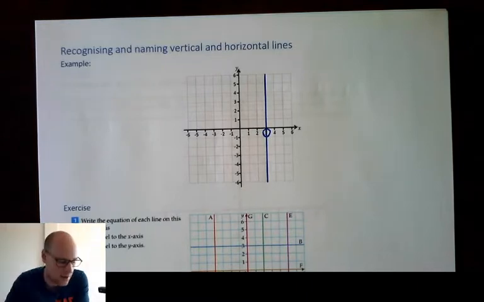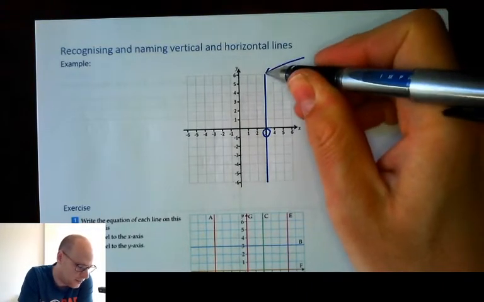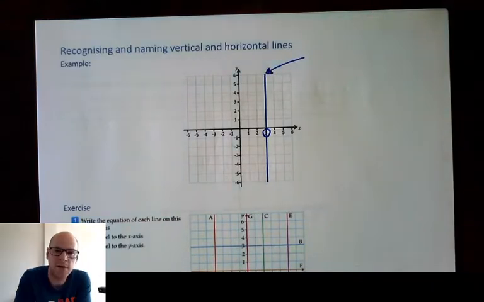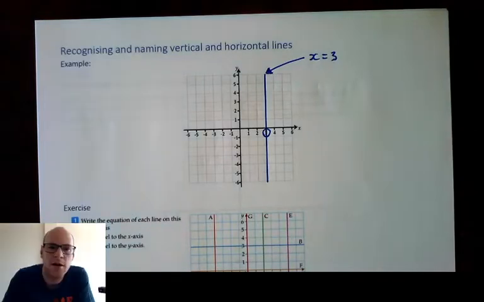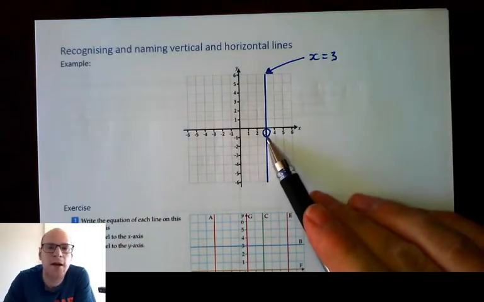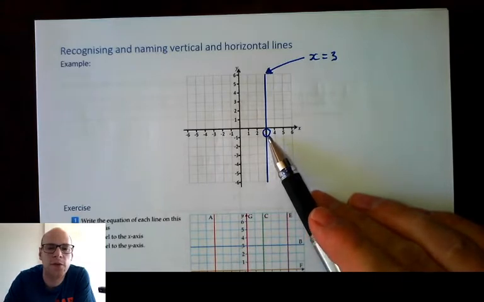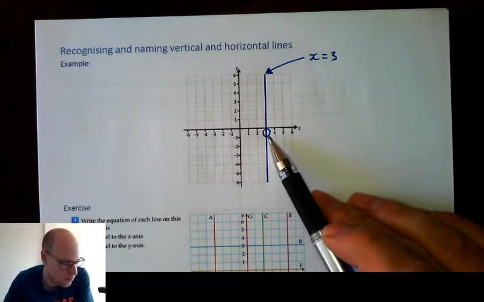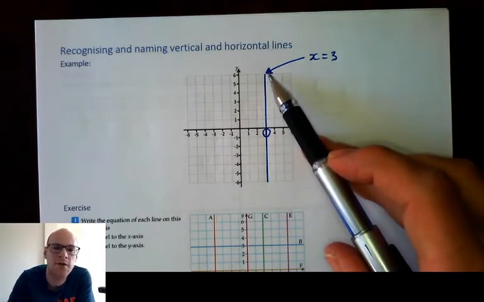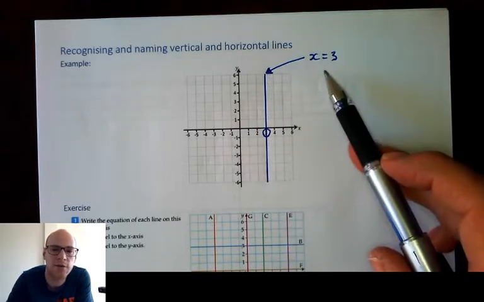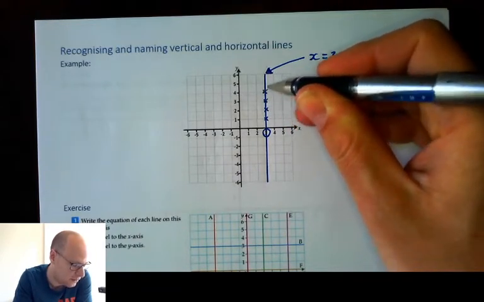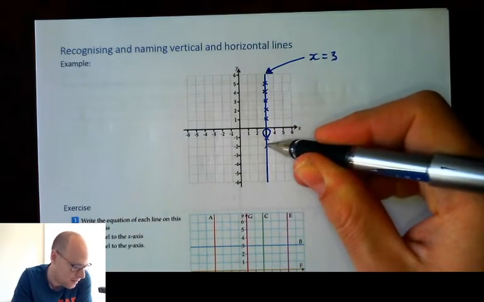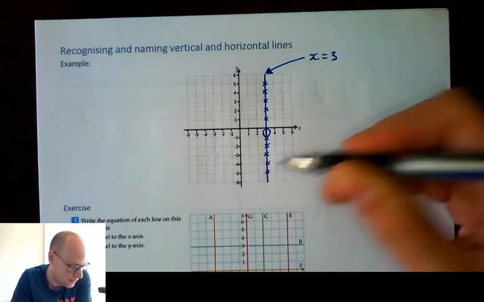And then we're going to give that line a label or a name, and the label we're going to give that one is x equals 3. Now, there's 2 reasons for that. One, it goes through the x value of 3, which is the way that some people remember it. But more importantly, the reason that we've named that line x equals 3 is that every single point on that line has an x coordinate of 3.